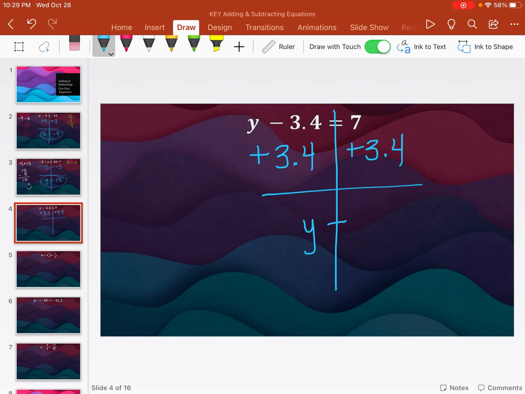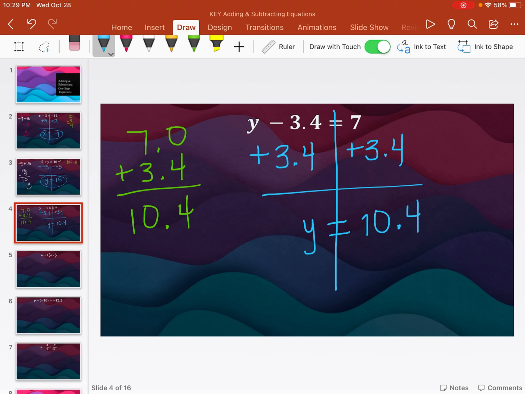We get y equals, and I actually need to do the math on the other side. So 7 plus 3.4. Don't forget to line up your decimals here. The decimal's at the end of 7, so it's really 7.0 plus 3.4. Go ahead, add them up. And I'm getting 10.4. Y equals 10.4.